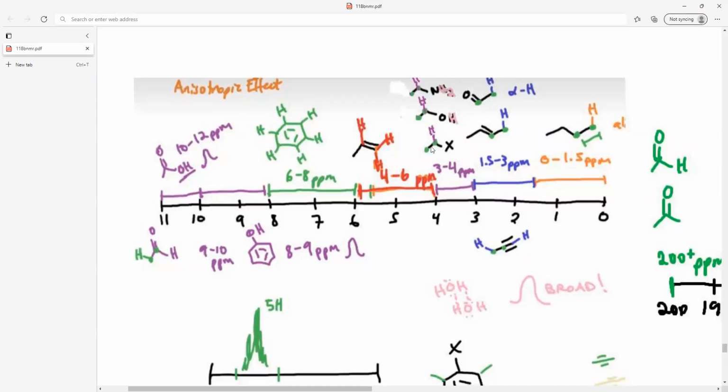Everyone's favorite region, right? You see 3 to 4, you know exactly what's going on. There's no confusion. We don't have to worry about what pi bond it is. We just look in the formula. Is there an N? Is there an O? Is there an X? Pretty much can figure out what to do from there.